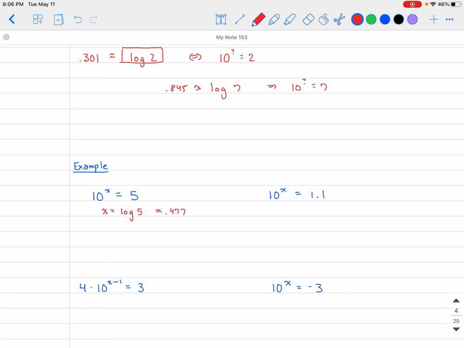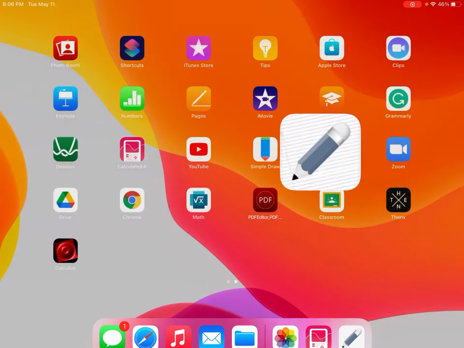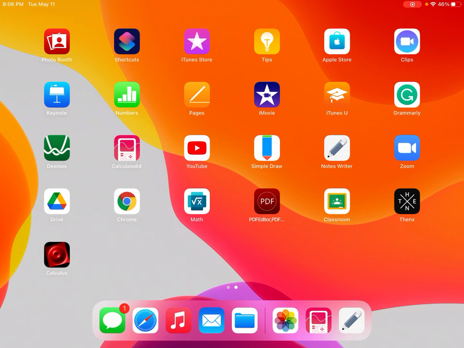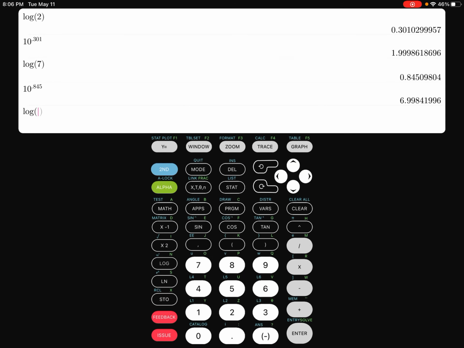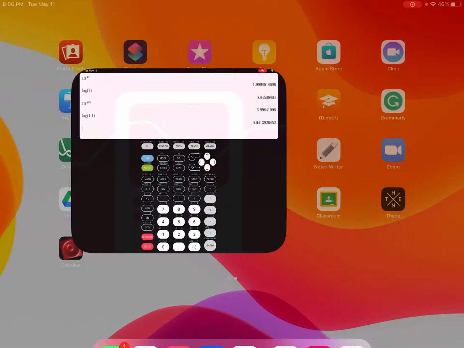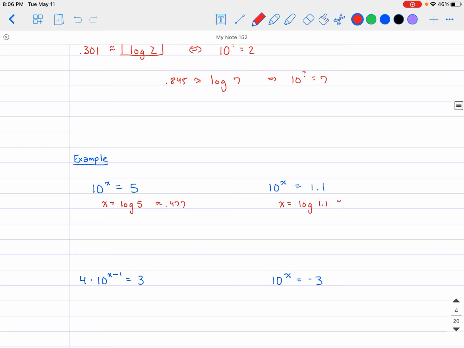Plugging in, according to our definition of logarithm, x is equal to the log of 1.1. Unfortunately, that's something I do not know, so we're going to go ahead and put that in the calculator to see what that is. So here, we say log of 1.1, and that comes out to be 0.041. So that is going to be our answer.